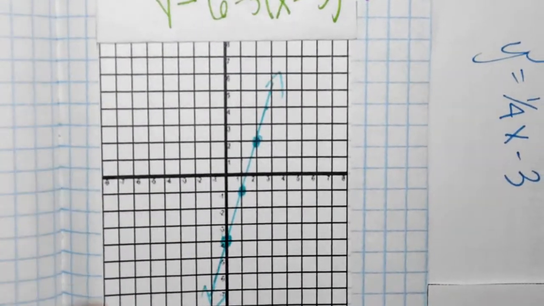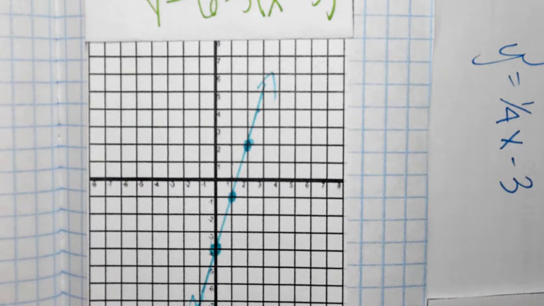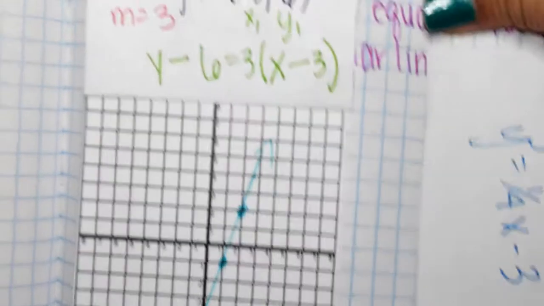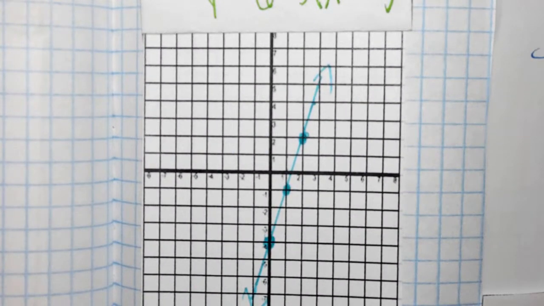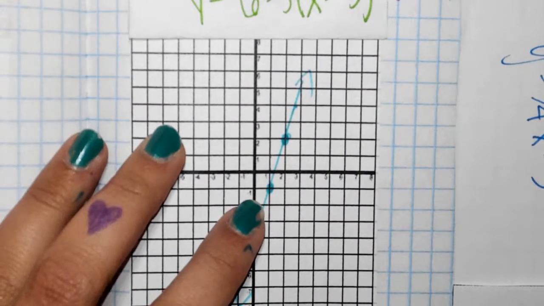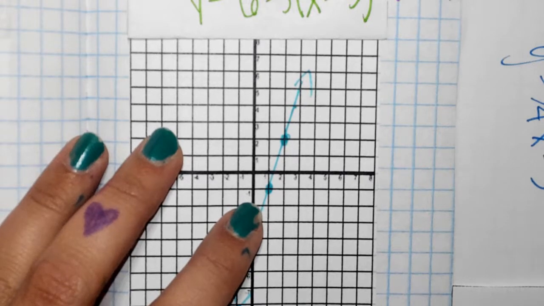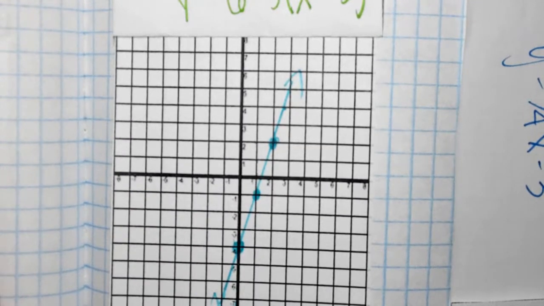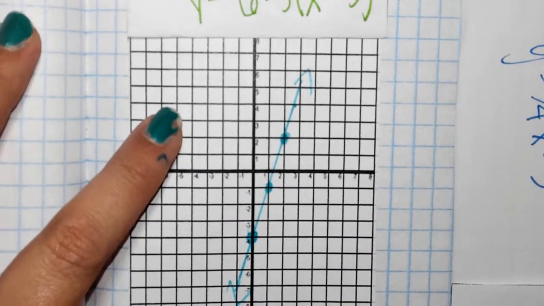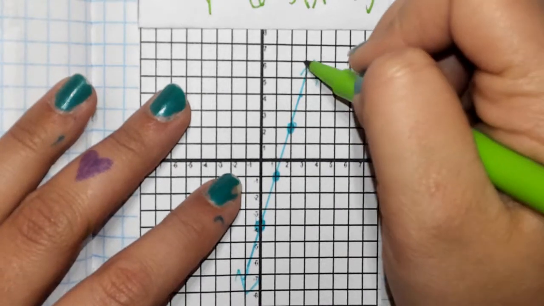Alright, now, that's our first line. We went down 4 because our y-intercept was -4, and then we went up 3, right 1 because our slope was 3. Now, to graph the second one, we're going to plot our point and then use our slope. So how do I plot 3, 6? Right 3 and then up 6. Fantastic. It took us a little bit, but we got there.